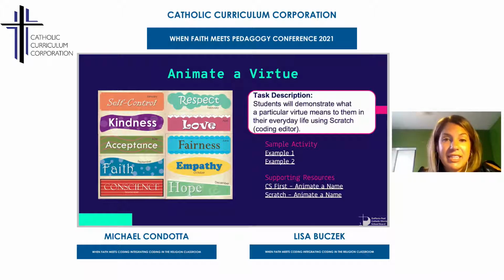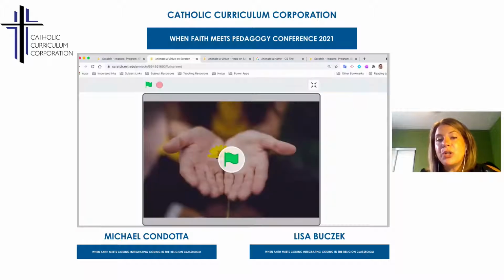So what we thought we would do, just to give you an example before we actually show you how, is we created two samples of how to animate the virtue of hope, because we wanted to give you a sense of the types of things you might see your students do. So Michael's going to run those for you, and we're going to just watch them together so you can get a sense of the types of things that your students could do with coding. So here's our first example.